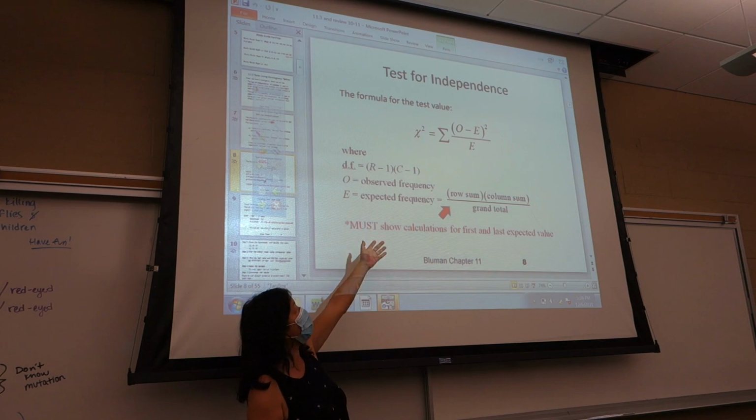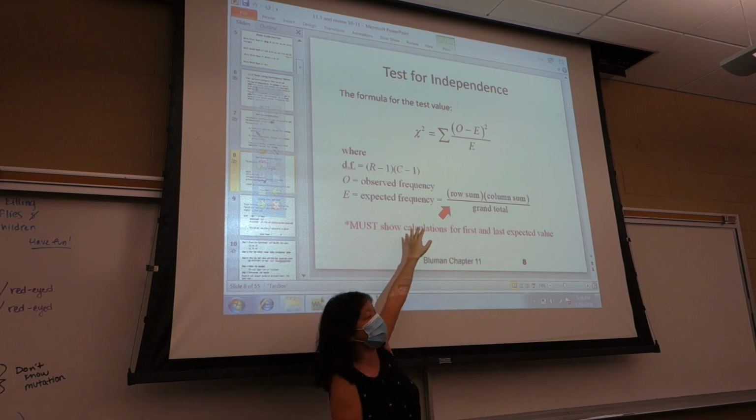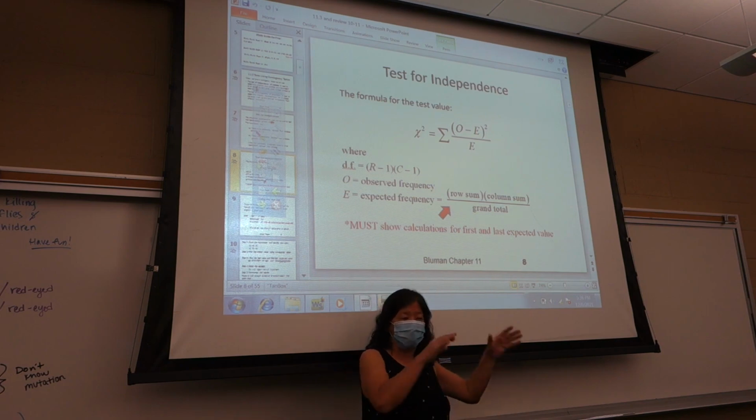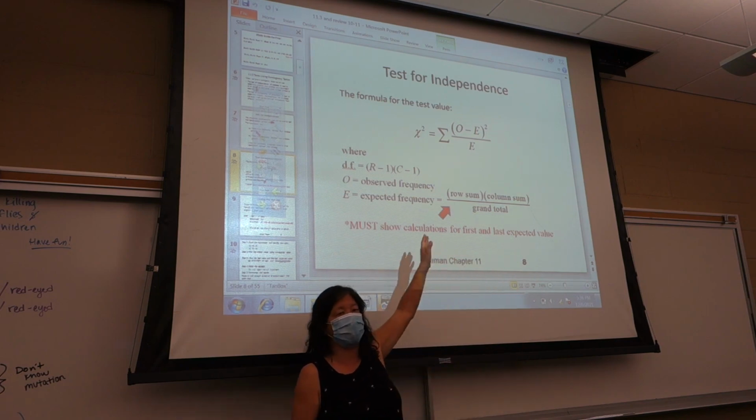Because normally you find those and then you do the observed value minus that expected value you found, square it, divide by the expected value, right, for all the boxes. We're just making you do it for the first box and the last box.